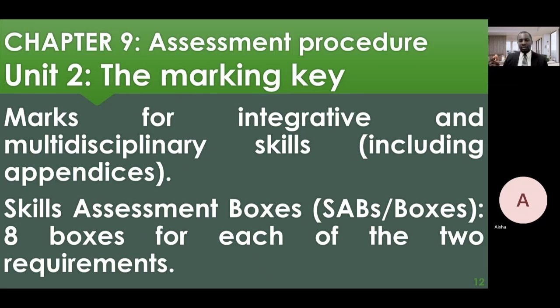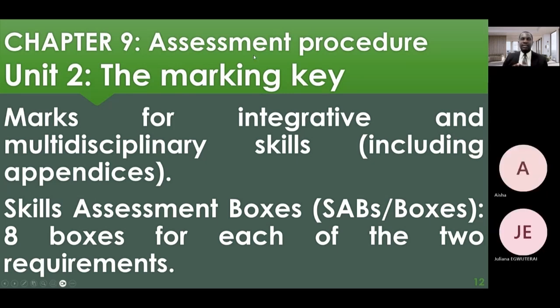So you see those 8 boxes are for each requirement. Requirement 1, 8 boxes, and requirement 2, 8 boxes. And if you look at my headers and subheaders in my report, they follow this skill assessment box, and I'm very keen on displaying that. That's not the only way; there's a way you could write that could earn you the marks. But if you follow these skill assessment boxes, you should be able to ace the case study exam very seamlessly.